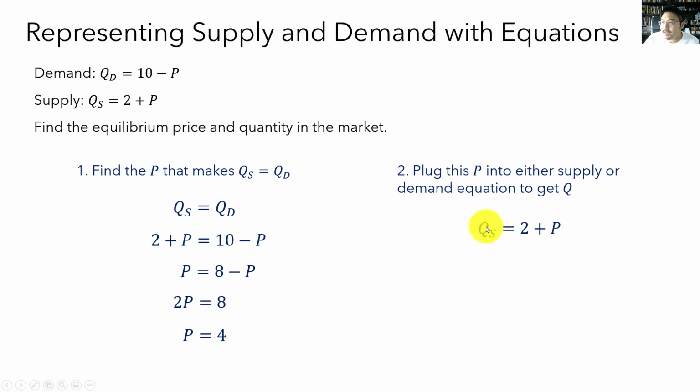So let's go ahead and plug it into QS. So QS is equal to 2 plus P. We found that P equals 4, so QS is equal to 2 plus 4, which means the equilibrium quantity is equal to 6, okay? So our equilibrium price is 4, and our equilibrium quantity is 6. And so that's how we would use equations to find market equilibrium.